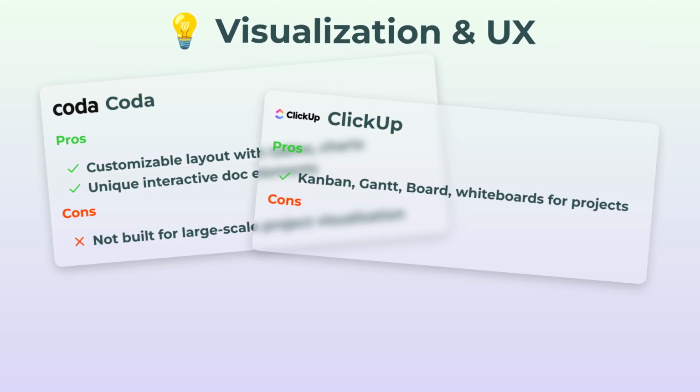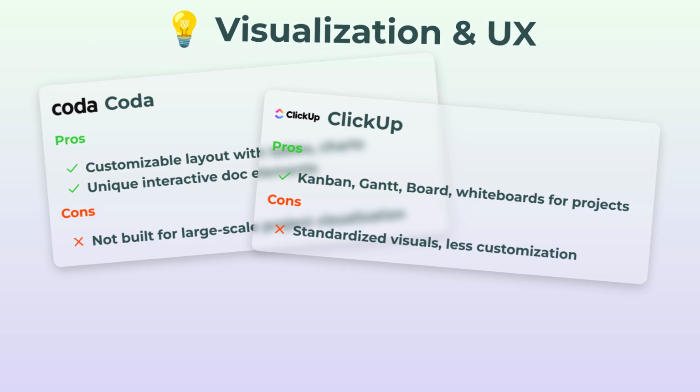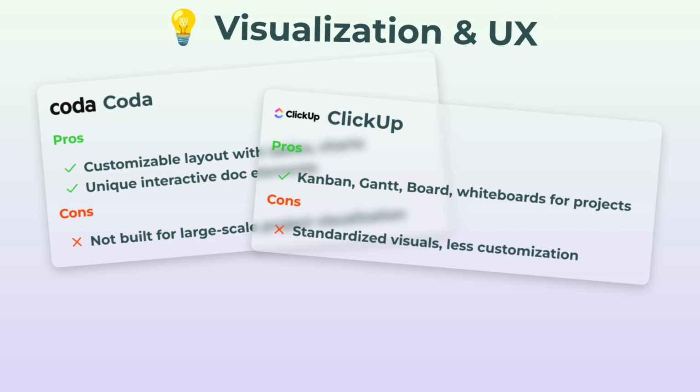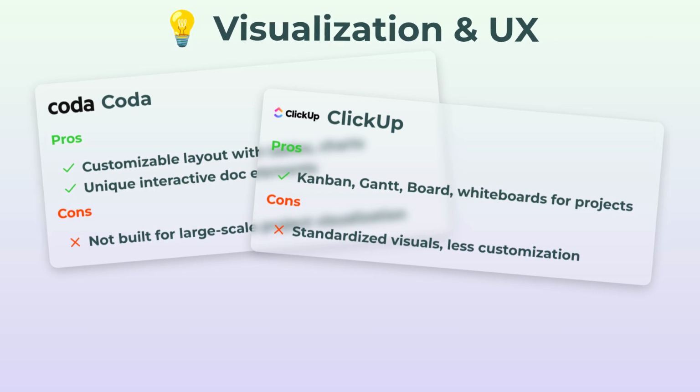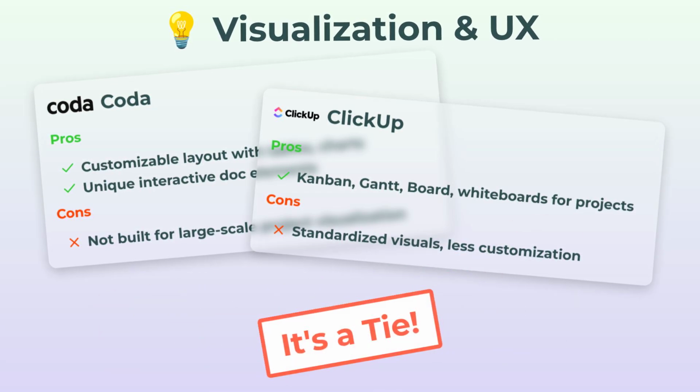But with ClickUp, you get all the standards. Kanban, Gantt, boards, even whiteboards for brainstorming. Not as much crazy customization, but visualizing projects, it's super clear. I kind of want both here, so let's call it a tie.